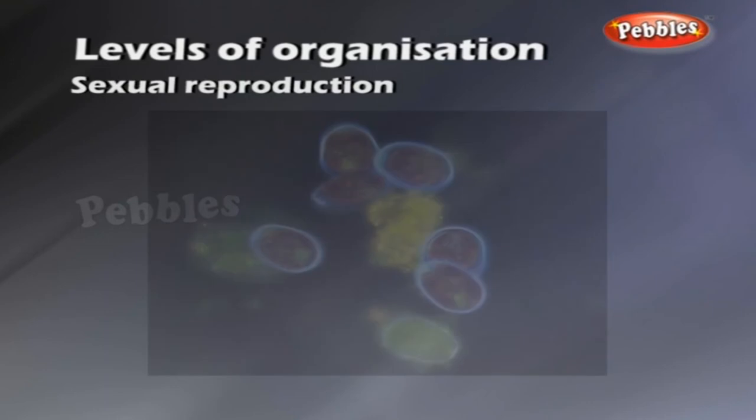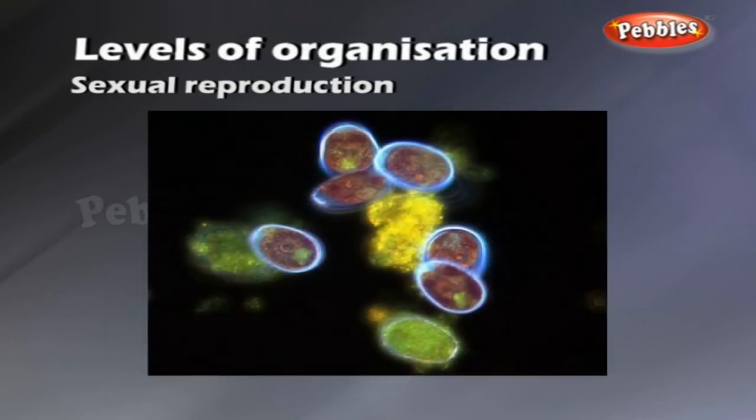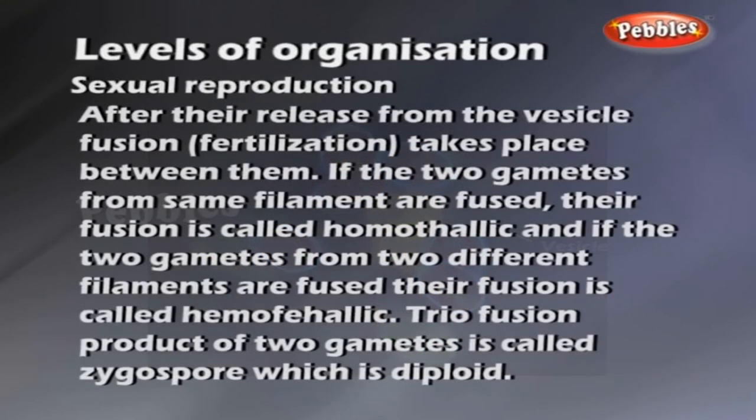After the formation of gametes, they are released through a pore in the lateral cell wall into a delicate vesicle, and the gametes are set free by the disintegration of the vesicle. After their release from the vesicle, fertilization, in other words fusion, takes place between them. If two gametes from the same filament are fused, their fusion is called homothallic. And if the two gametes from two different filaments are fused, their fusion is called heterothallic. The fusion product of two gametes is called a zygospore, which is diploid.